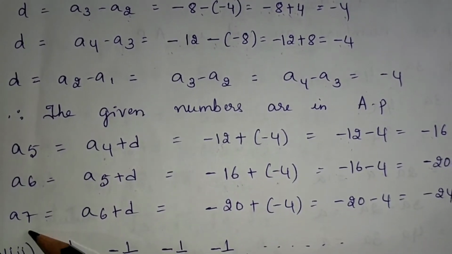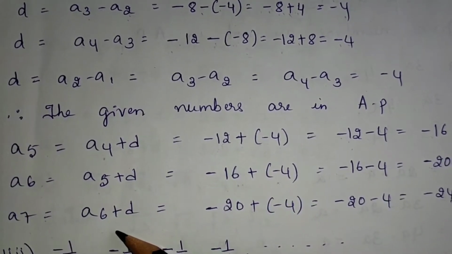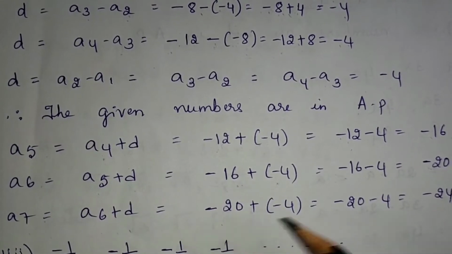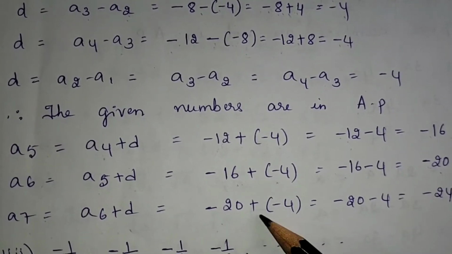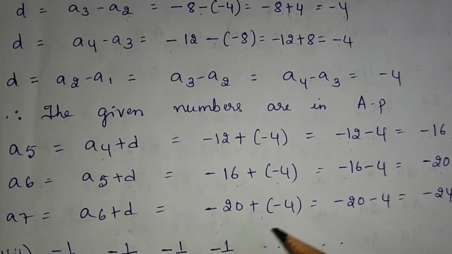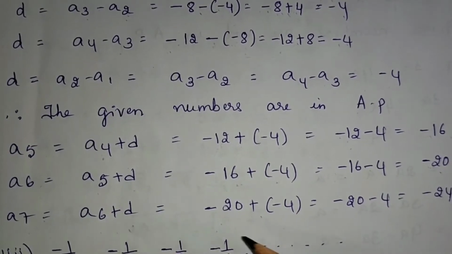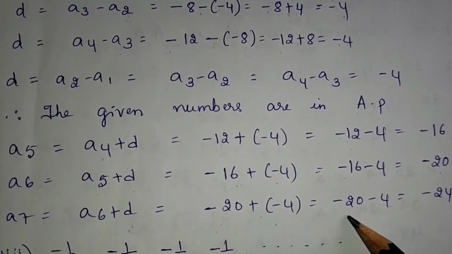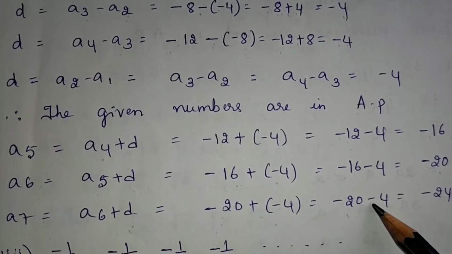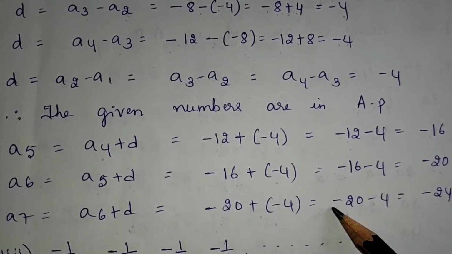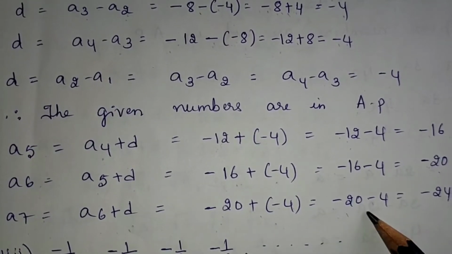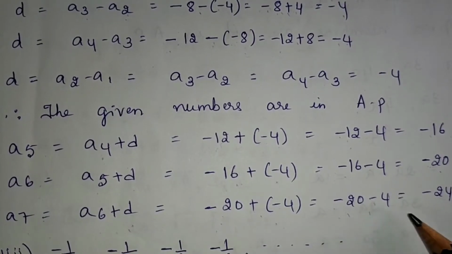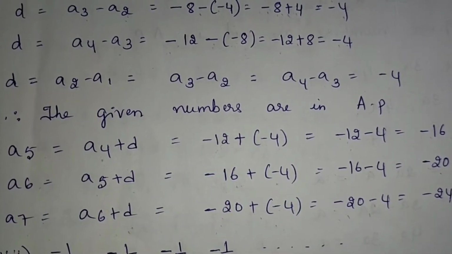Next is the seventh term. Write the sixth term and D, that is minus 20 plus minus 4, because the common difference is minus 4. Then minus 20 as it is, plus into minus is minus 4. Since both the numbers have a common sign, it is minus 24.